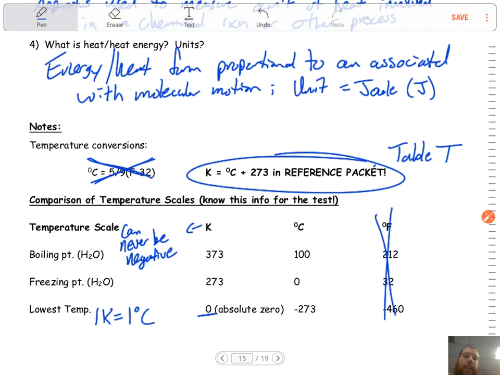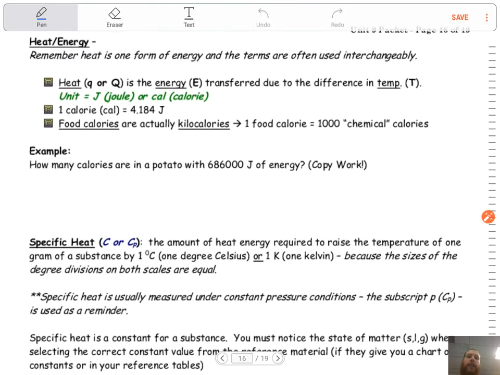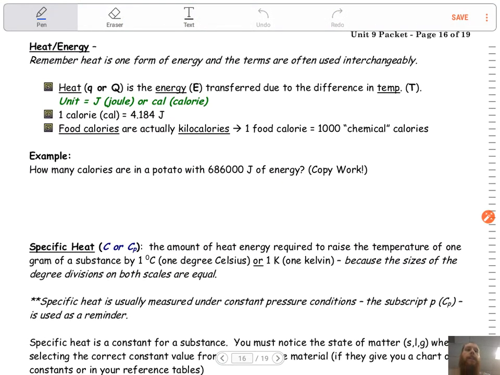All right, heat and energy. Remember that heat is one form of energy, and the terms are often used interchangeably. So heat, measured in Q, or capital Q, as we'll see when we get into our formulas in the next video, is the energy that's transferred due to a difference in temperature. Joule or calorie: joule is what we will be using most. If they ask you to figure out something in calories, they would give you this conversion factor right here. So 1 calorie equals 4.184 joules.